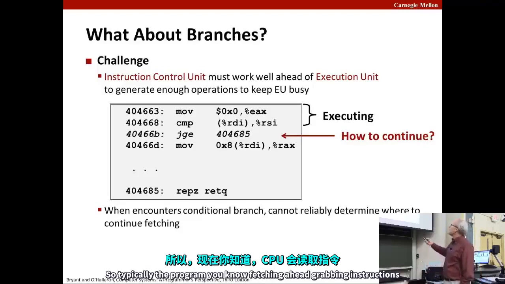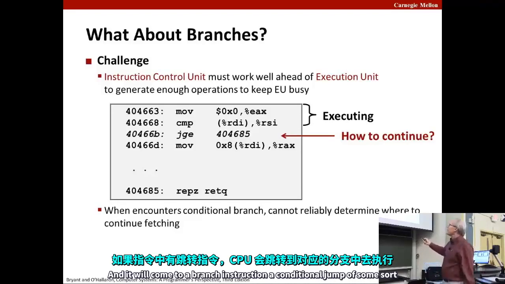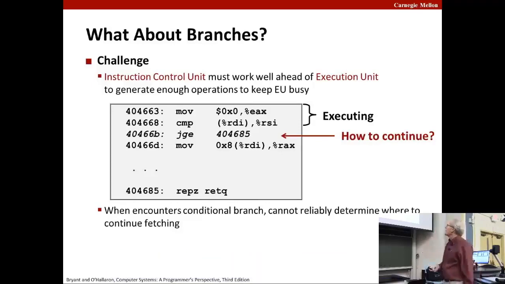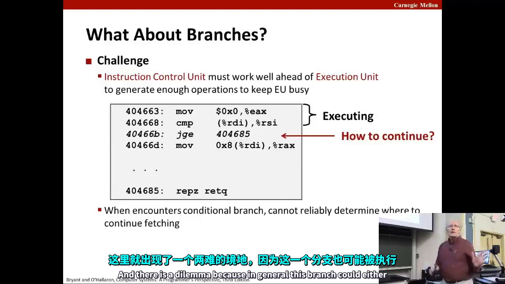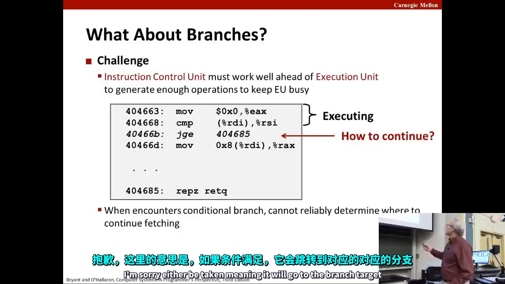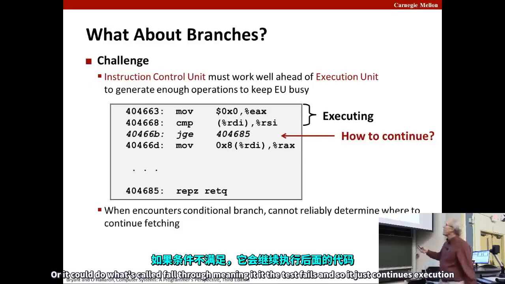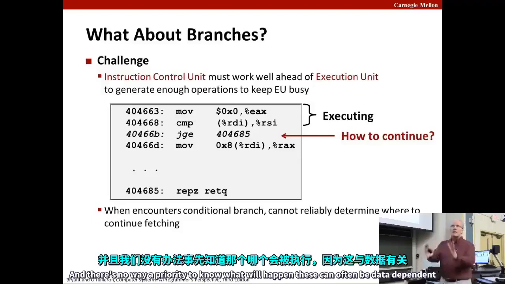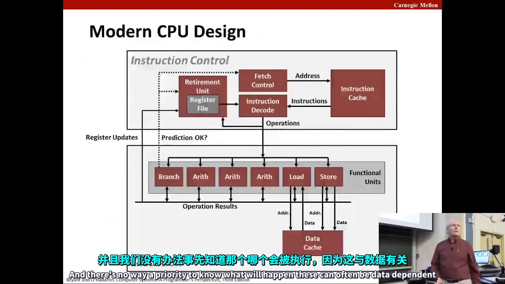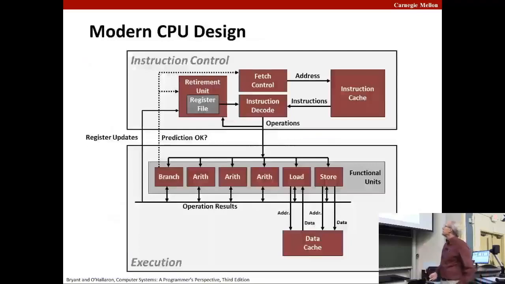So typically, the processor is fetching ahead, grabbing instructions, and it will come to a branch instruction, a conditional jump of some sort. And there it has a dilemma, because in general, this branch could either be taken, meaning it will go to the branch target, or it could do what's called fall through, meaning the test fails, and so it just continues execution. And there's no way a priori to know what will happen. These can often be data dependent.